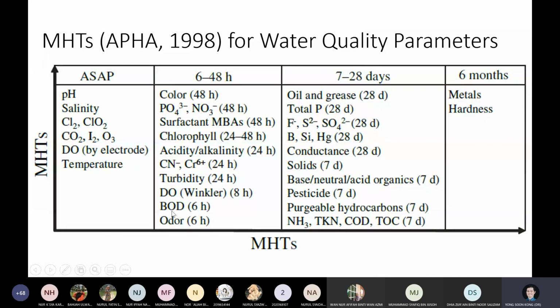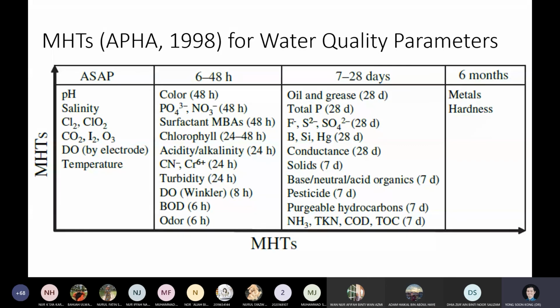BOD, what is the duration of doing BOD? 6 days or 4 days? I forgot. BOD, how many days? Hey, how come you cannot answer? Because you told me you're enrolling in water resource technology. You should have known. How many days? Don't know. We haven't learned about it yet. Okay, you just wait. You will learn about this one.